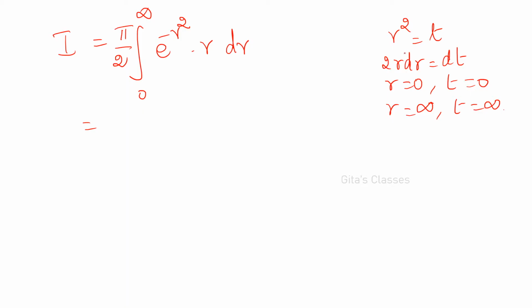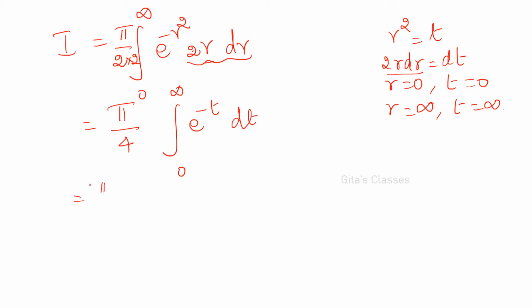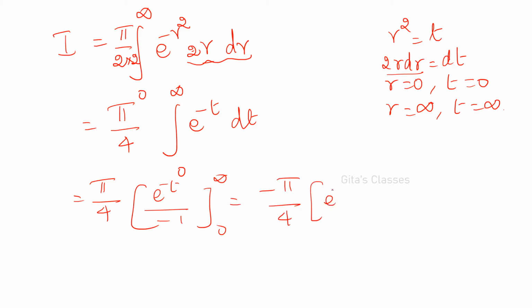Therefore, now I want 2r dr. I have only r, so I am going to multiply and divide by 2. So this will become pi by 4 integral 0 to infinity e power minus t, with 2r dr as dt, into dt. That is pi by 4 into e power minus t divided by minus 1 from 0 to infinity. You take this minus outside, so minus pi by 4 into e power minus infinity minus e power 0.